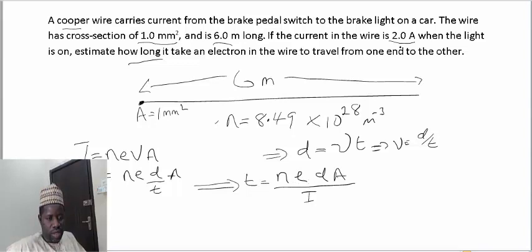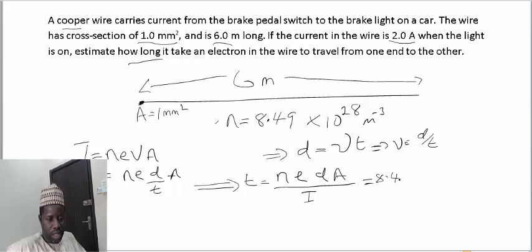Our current I is given as 2 amperes. The charge carrier density is given in the previous question. Charge on electron is known, 1.6 times 10 to the power minus 19. D is the length, the distance traveled by the electron from one end to another, and that is equivalent to 6 meters. A is the cross-sectional area, which is also given in the question. So let's plug in these and evaluate the time.